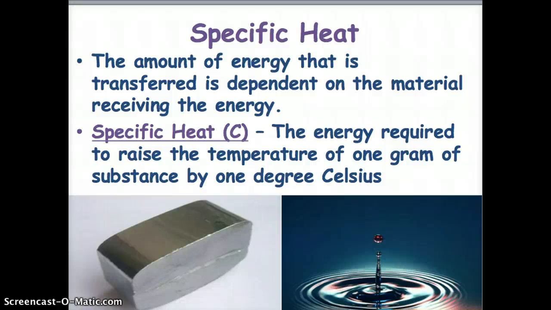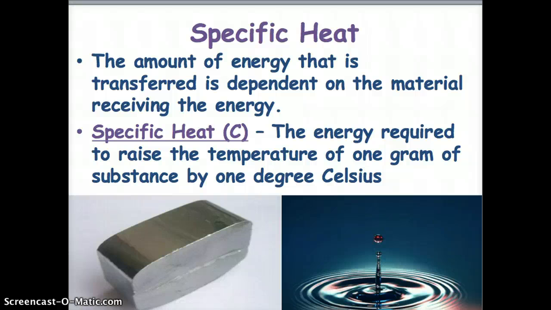The first thing you need to know is what is specific heat. Specific heat is the amount of energy needed to raise the temperature. For example, if you put a piece of metal outside in, let's say, the parking lot, it's going to easily heat up. But if you put, I don't know, a styrofoam cup with water outside, it's not going to warm up very quickly. And that's because water has a high specific heat. It requires a lot of energy to actually raise the temperature.